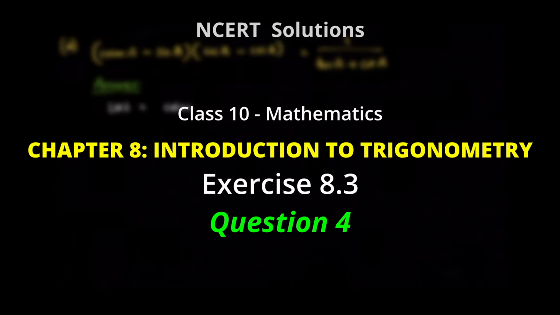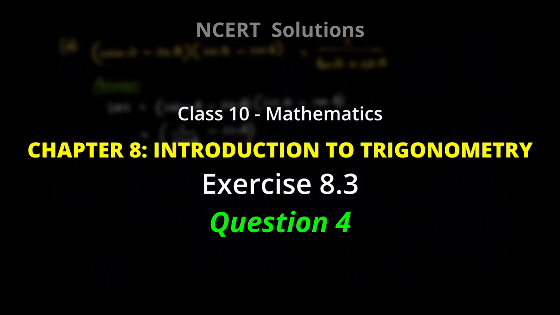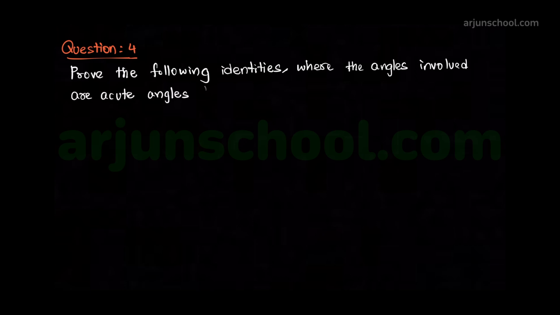NCERT Solutions, Class 10, Maths, Chapter 8, Exercise 8.3, Question 4. Prove the following identities where the angles involved are acute angles for which the expressions are defined.